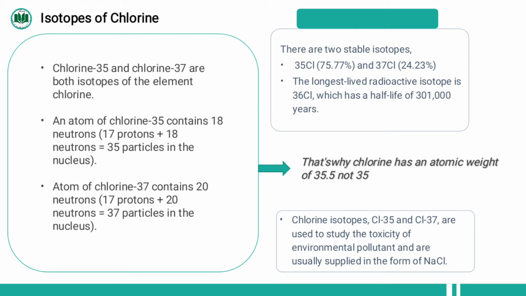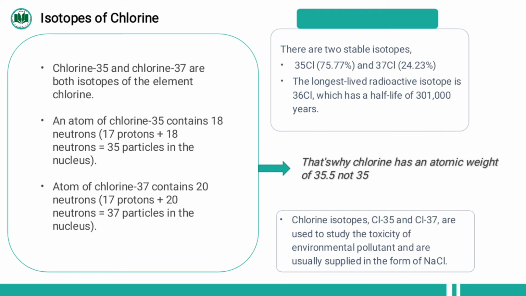Here's the abundance of these isotopes in the earth's crust. Cl-35 has a huge abundance of about 75.77%, while Cl-37 has an abundance of about 24.23%. Here's another isotope of chlorine, Cl-36, but it is a radioactive isotope and has a half-life of about millions of years.